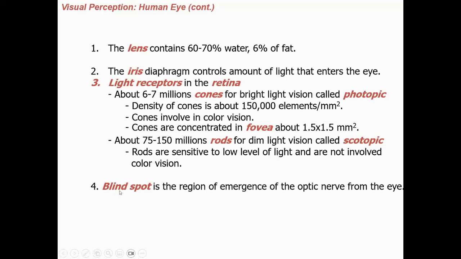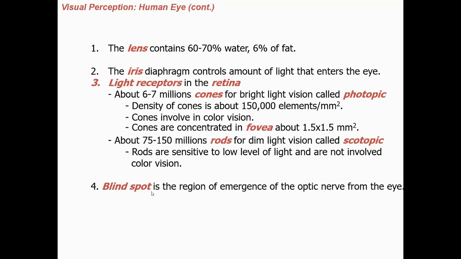And another important thing here is the blind spot. So the blind spot is the region where there are no light receptors. Okay, so there is no light receptor, so it is called a blind spot. It is available in the retina.